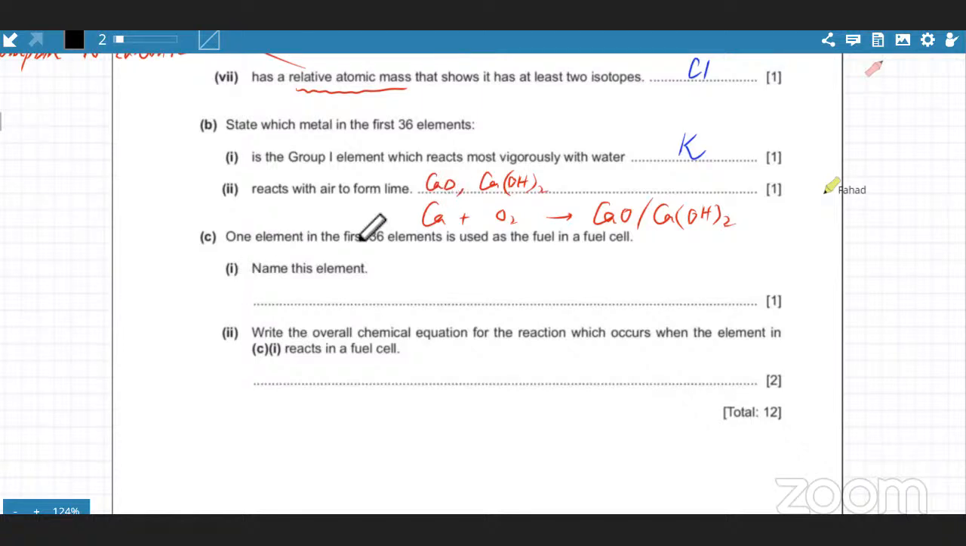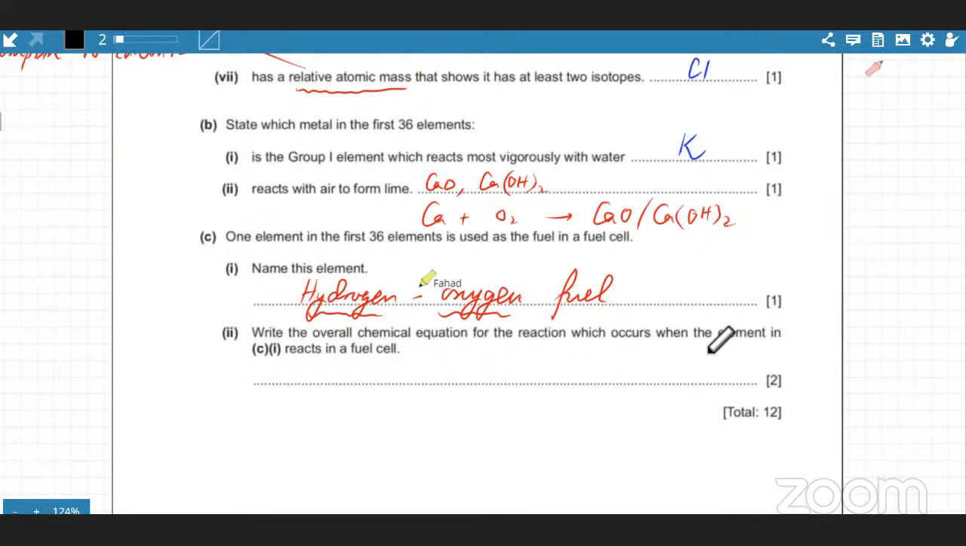Moving to part C: one element in the first 36 elements is used as the fuel in a fuel cell. Name this element. Now we have a hydrogen oxygen fuel cell. If you remember, the hydrogen oxygen fuel cell is a very common fuel cell. It's used in rockets, etc. So it could either be oxygen or hydrogen. Both would be correct.